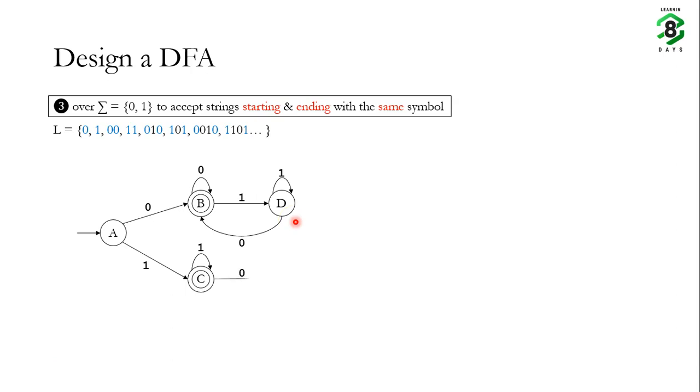Similarly, from state C, if I get a 0, we go to a state E, which is not a final state because the string has started with 1 and the last symbol encountered is 0. And as long as we get 0, we will continue to remain in state E. But as soon as we get a 1 in state E, we will go back to the final state C. So that completes the design of a DFA which accepts all strings that start and end with the same symbol.